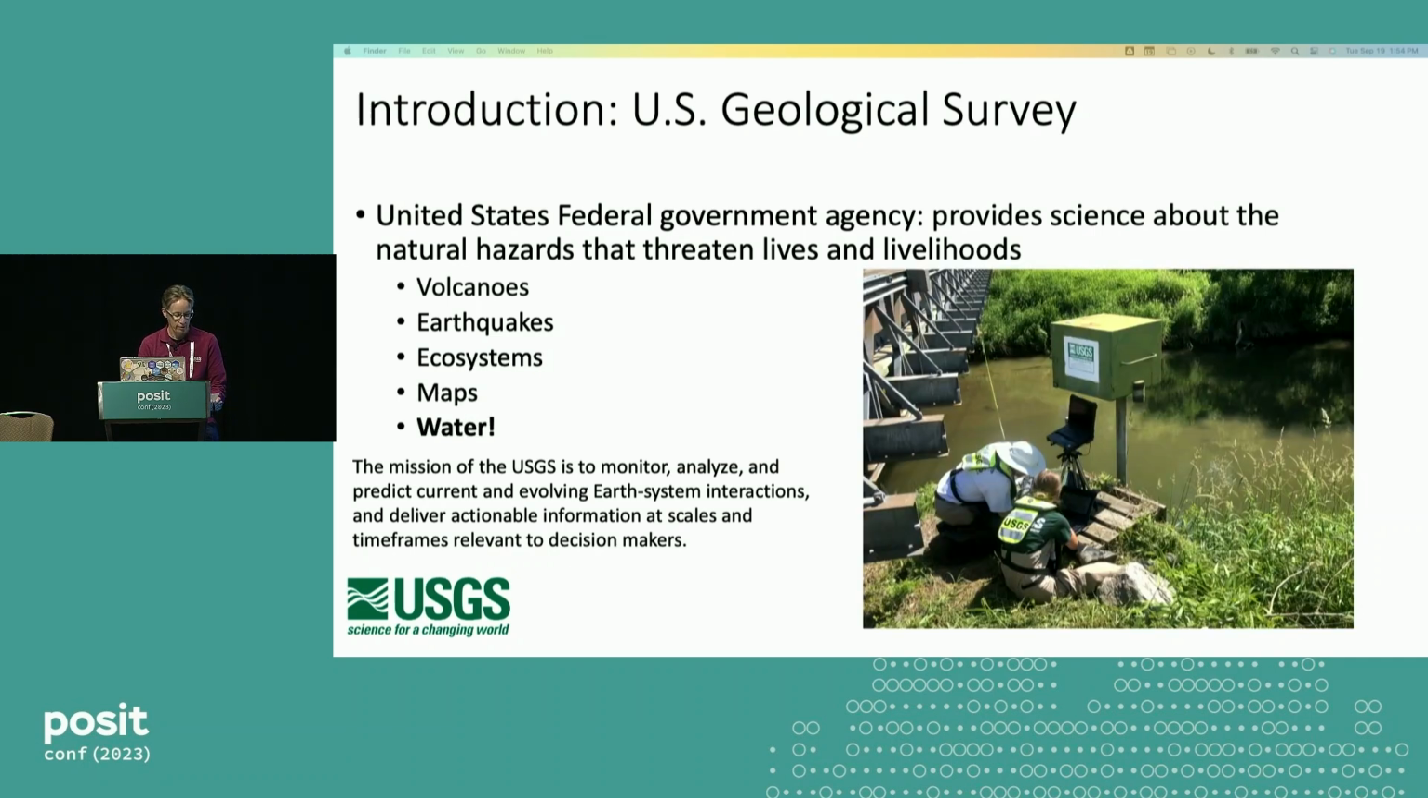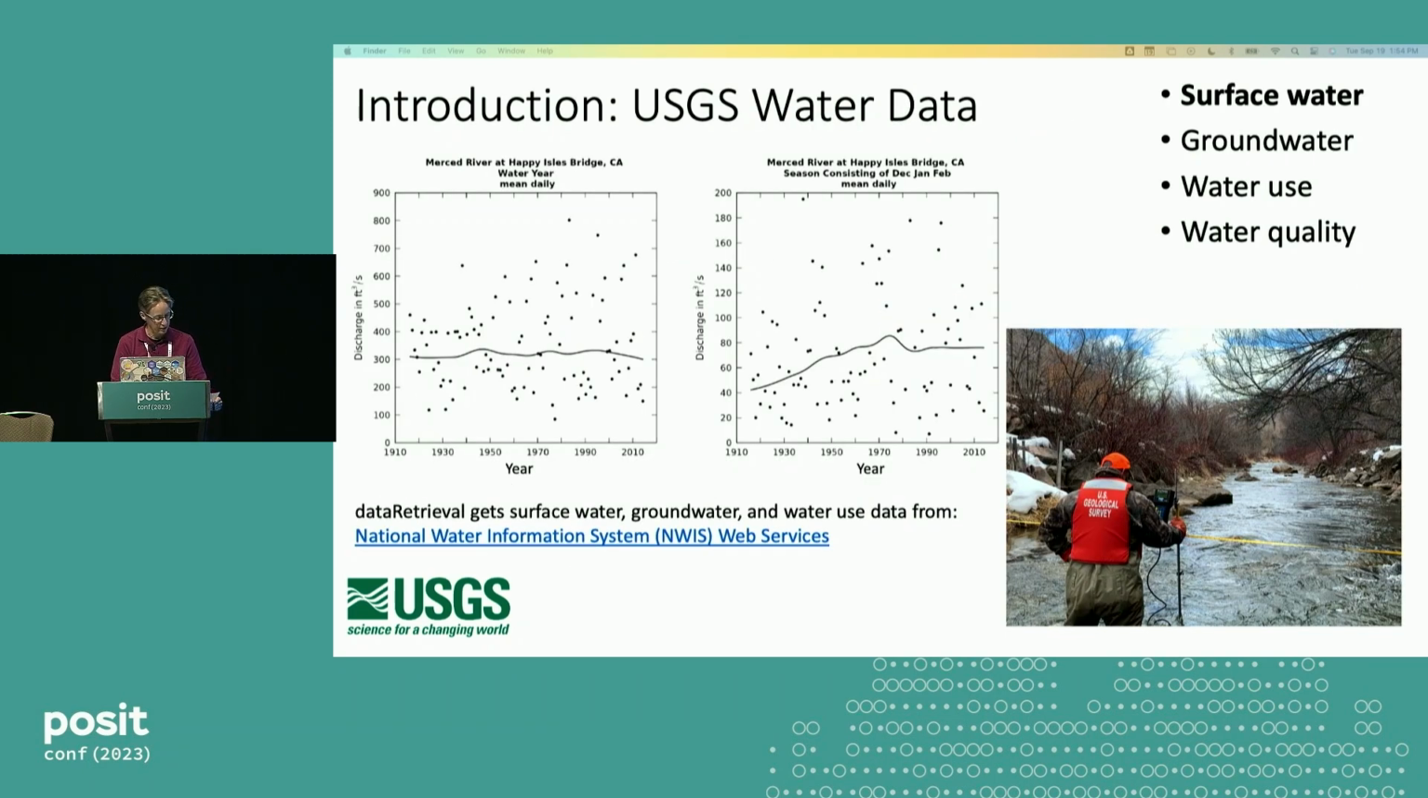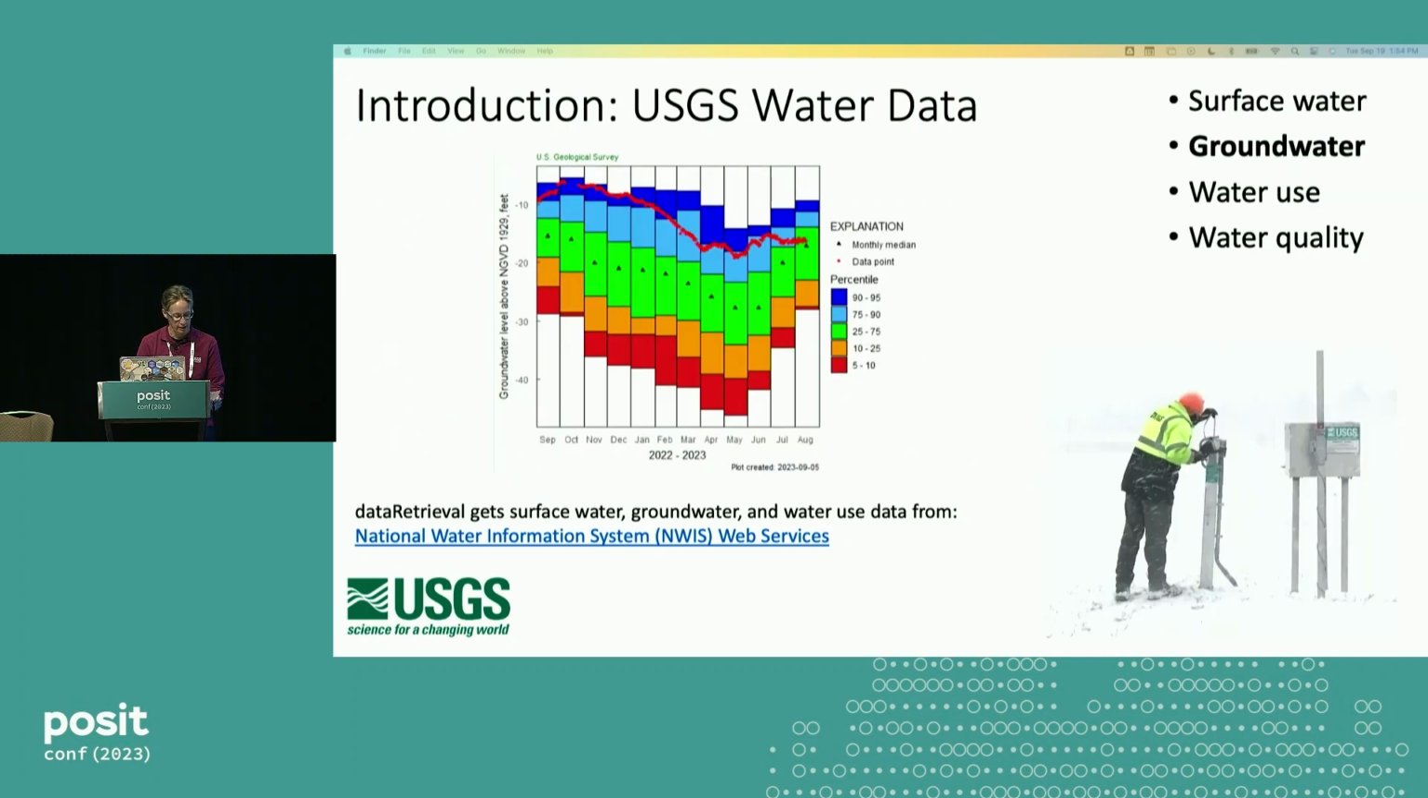But what I'm here to tell you about today is the story of USGS water data and how you can get that into R. There's a huge variety of data that the USGS collects concerning water. Surface water data includes things like gauge height and discharge. Scientists use this data to study how water levels are changing over time, monitor current river conditions, and predict flooding.